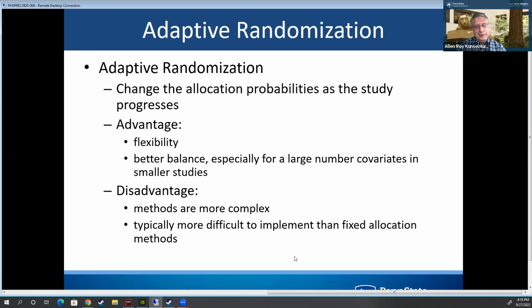So I'm not going to go into real detail about adaptive randomization other than to give you a quick overview of it. What adaptive randomization does is it changes the allocation probabilities as the study progresses. The big advantages of this are it's flexible and you have better balance, especially for a large number of covariates in smaller studies. The disadvantage is that the methods are more complex and are typically much more difficult to implement than fixed allocation.